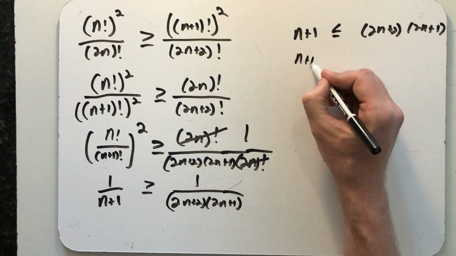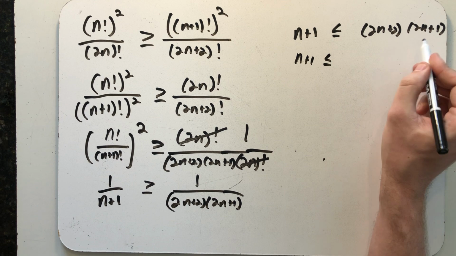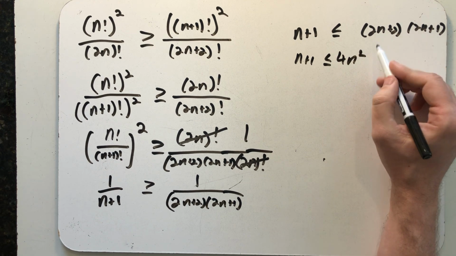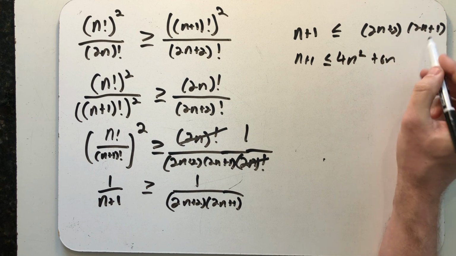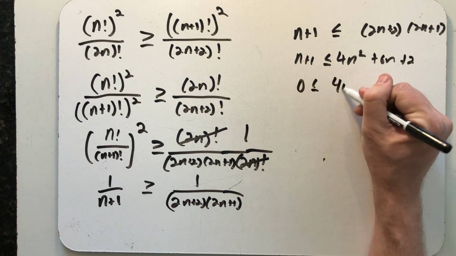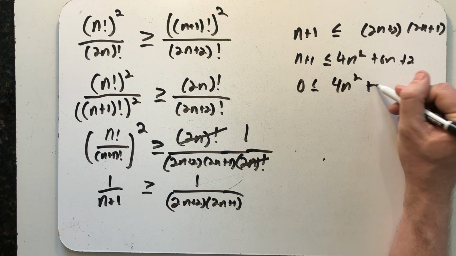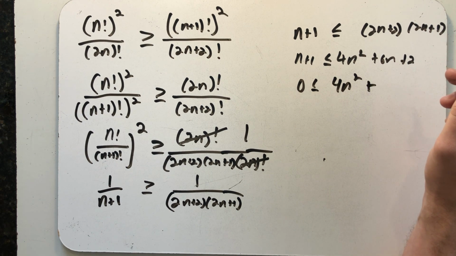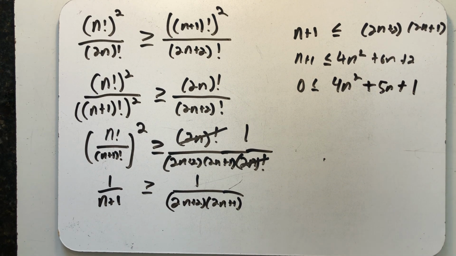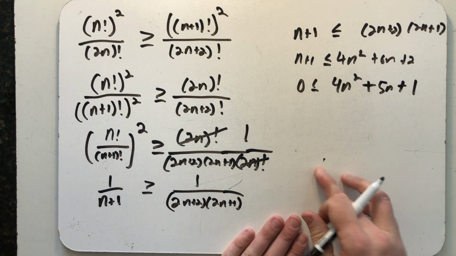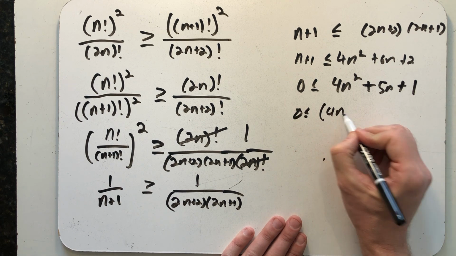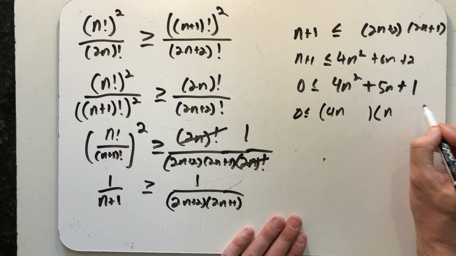So I have n plus 1 is less than or equal to 4n squared. I have a 4n plus a 2n, so plus 6n plus 2. Getting everything on one side will give me a 4n squared plus 5n plus 1. So I have an inequality to solve, a polynomial inequality to solve. I'm going to go through and try factoring it.